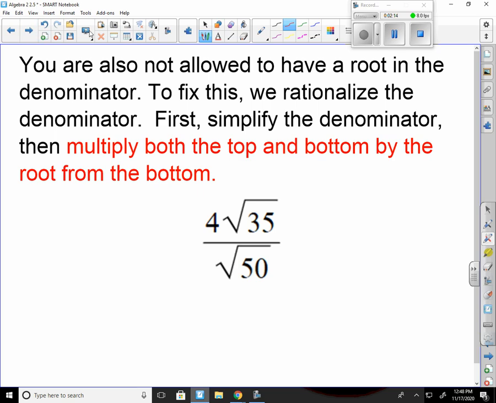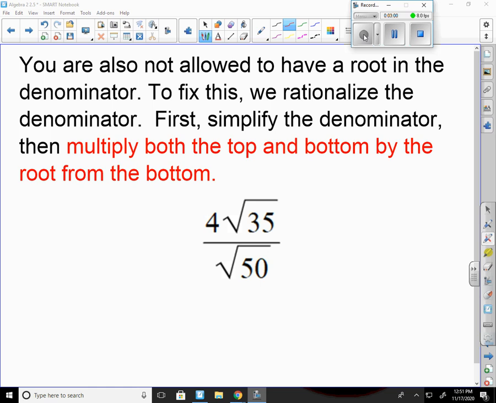That leads us into our new topic, which is that we're not allowed to have a root in the denominator. So to fix this, we do what we call rationalizing the denominator. The easiest way to do it is to simplify the denominator first, then multiply both the top and bottom by the root from the bottom. That can sound confusing now, but once you see it, it's not too bad. I'll give you guys some time to write that down.